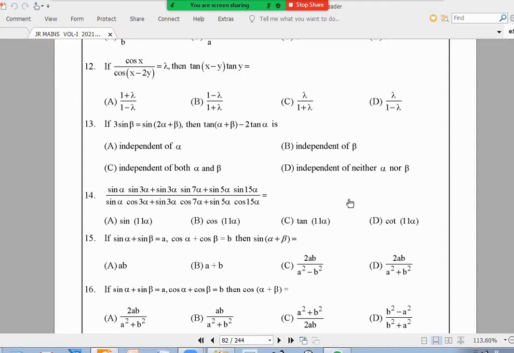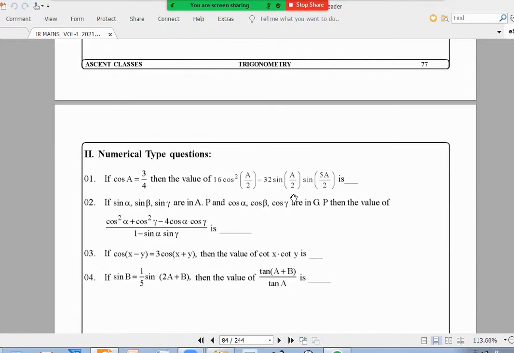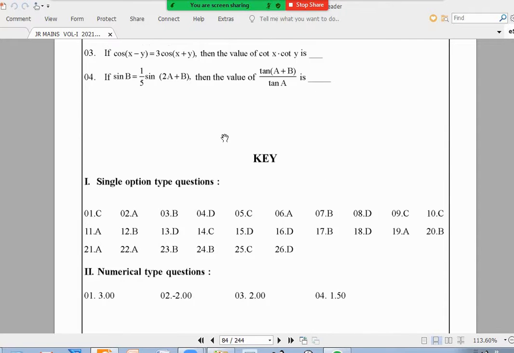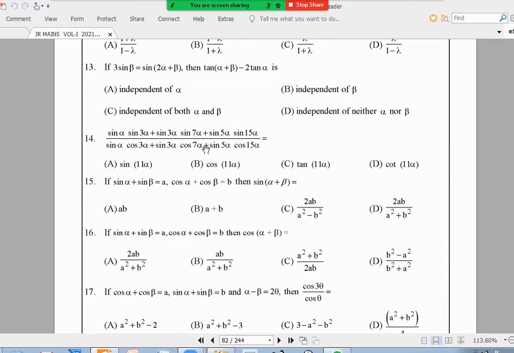The answer would have come 5 tan alpha if it only depended on alpha, independent of beta. But the answer came without alpha, without beta. So they gave answer as D, sir. No. It should be C. The key is wrong, it should be C.